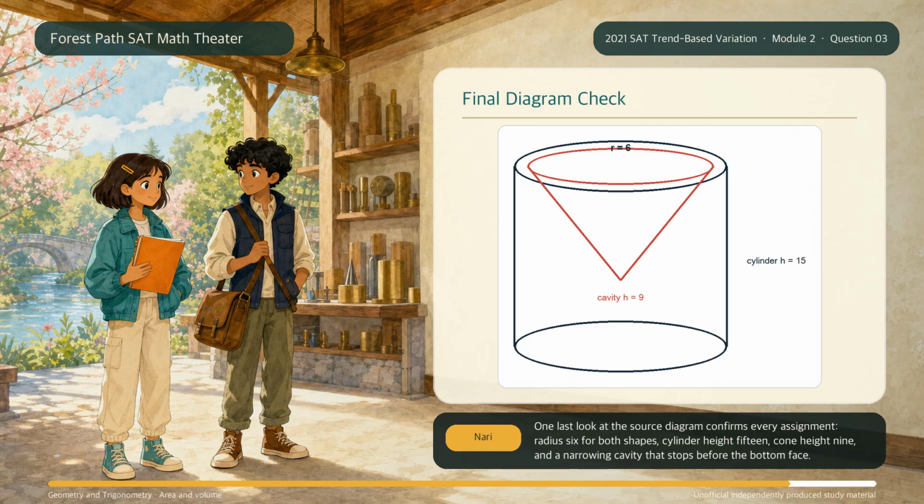One last look at the source diagram confirms every assignment. Radius 6 for both shapes, cylinder height 15, cone height 9, and a narrowing cavity that stops before the bottom face.